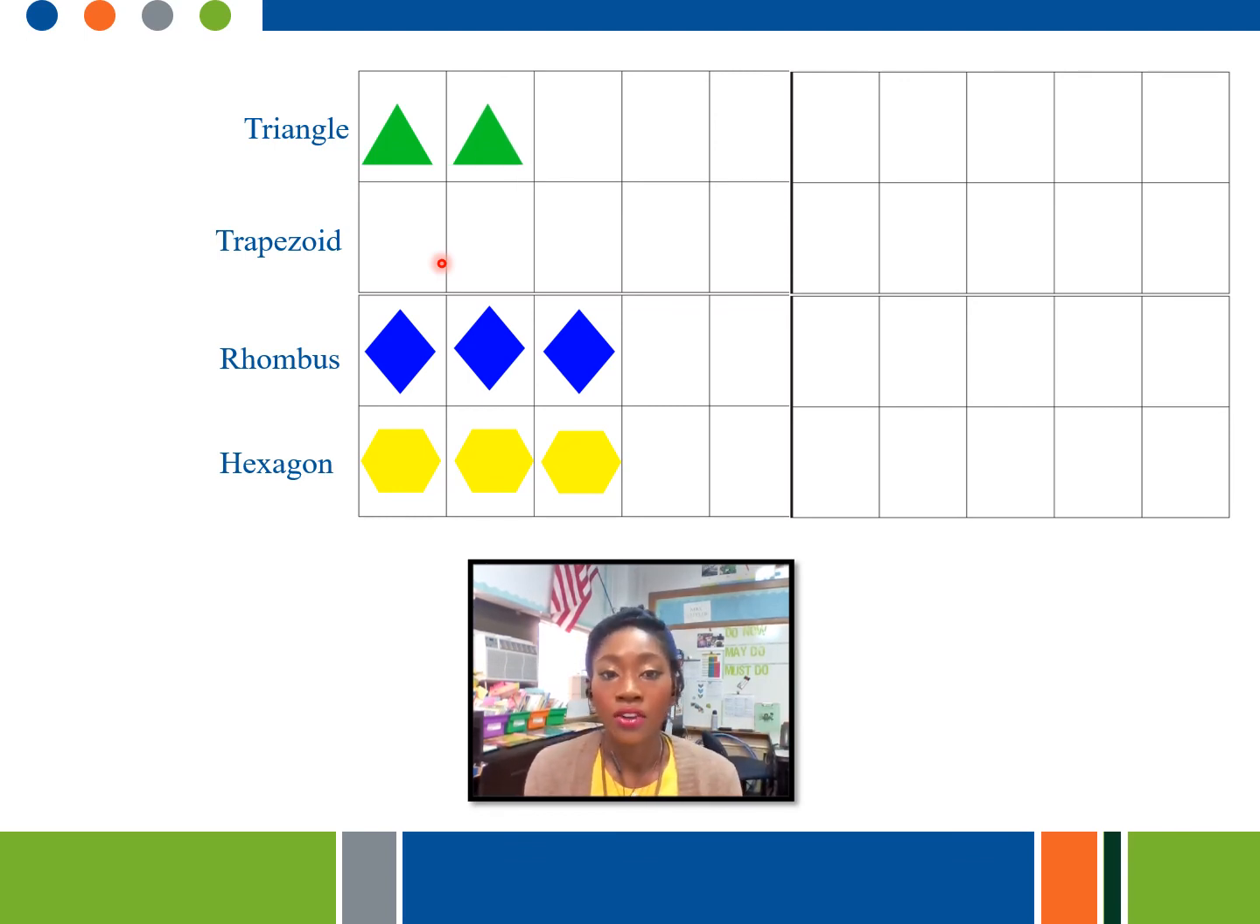So here is our graph for today. We have 2 triangles, no trapezoids. We have 3 rhombuses and 3 hexagons.